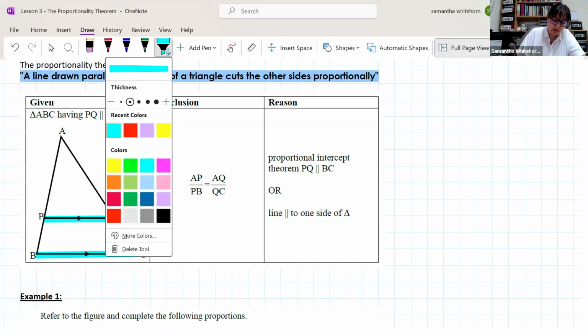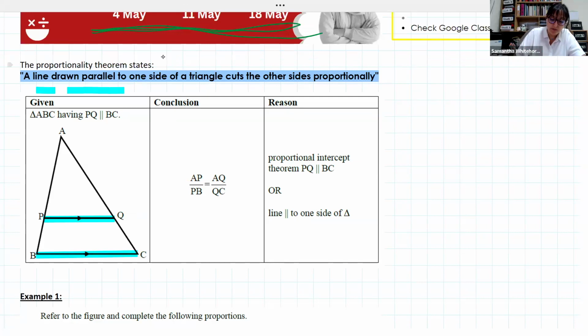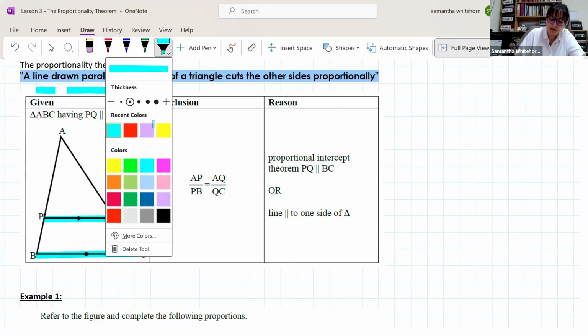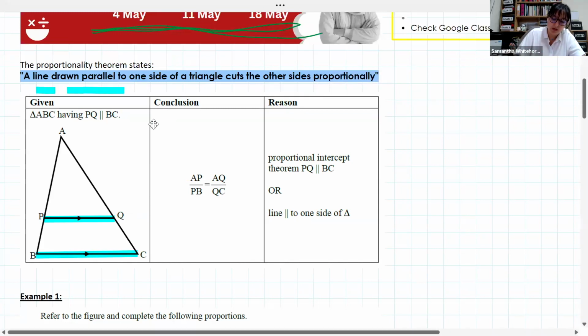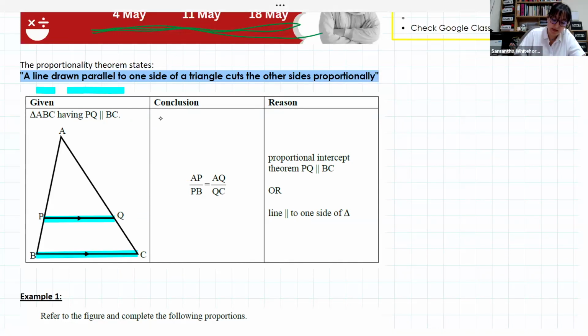So a line drawn parallel is in the light blue. When I say other sides, I'm talking about the sides I'm about to highlight in yellow. So this would be side AB and side AC. The side BC at the bottom there does not feature. It's got nothing to do with the proportion because it's not being cut by the parallel line. It's the side that the line PQ is parallel to, but it does not feature in the proportion relationship. Okay, so that's the first really important thing that we need to understand there.